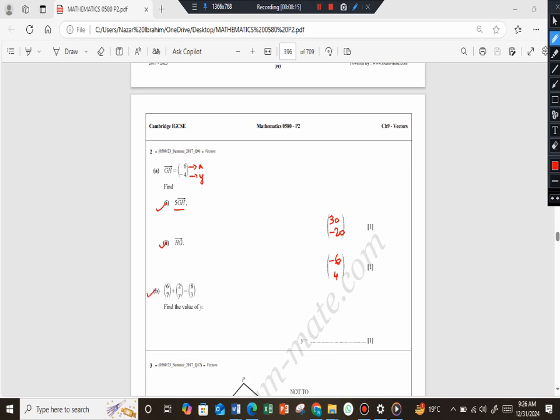Okay, let's move to part B. In part B, see 6 plus 2 is 8. We can see it's the same. 7 plus y is equal to 3. Find the value of y. Simply, 7 plus y is equal to 3. 7 will go over there. So 3 minus 7 is equal to minus 4. Clear? Okay, let's move further.